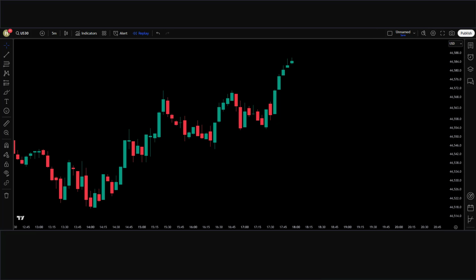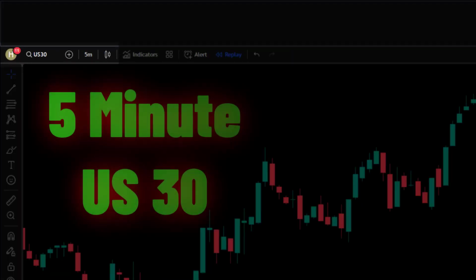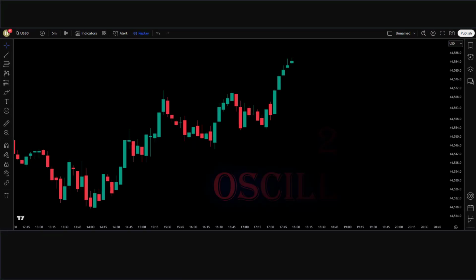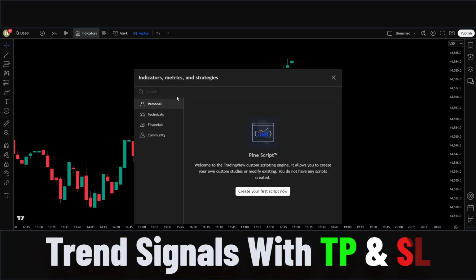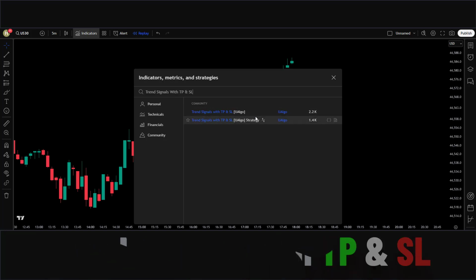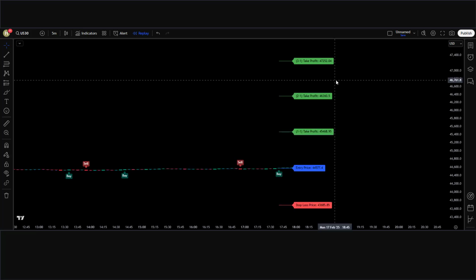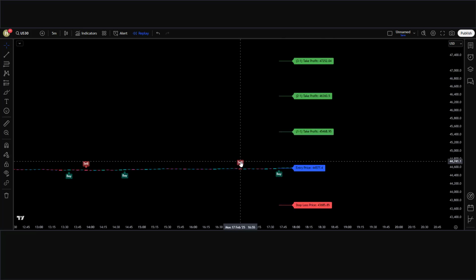So let's get started. Now let's create a trading setup. We are going to test this strategy on the 5-minute frame in the US 30 chart. In this setup we would require two indicators. The first indicator name is Trend Signals with TP and SL. Keep the indicator settings as I have shown here.